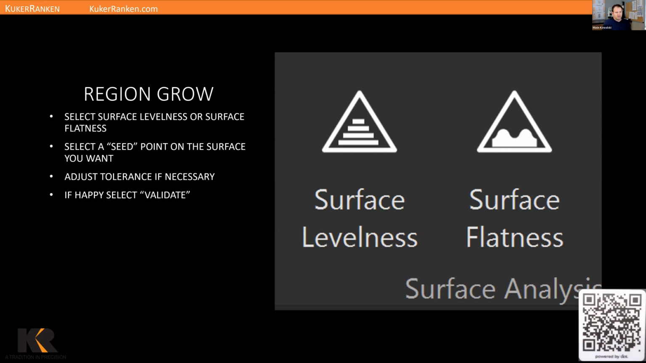And then you will select what they call a seed point. So basically a point on the surface that you want to separate. Adjust your tolerances if necessary. And then if you're happy with it, hit validate. I'll show you that right now.